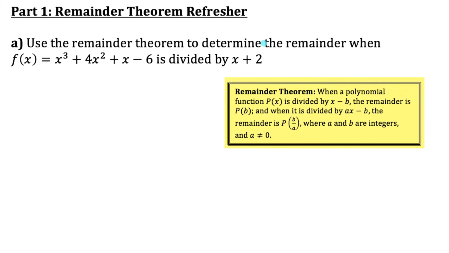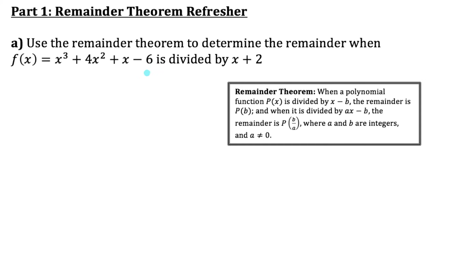So remember, the remainder theorem tells you that if you wanted to figure out what the remainder would be if you're dividing two polynomials, all you have to do is plug the 0 of the divisor, so what makes that divisor be 0 would be -2, into the dividend, and whatever the value is, that would be the remainder if you were to divide them.